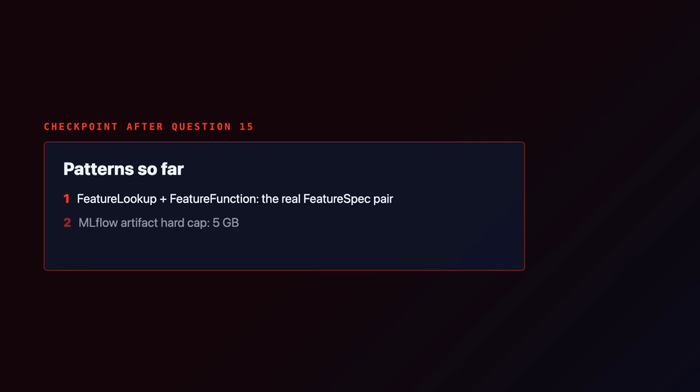Feature spec only accepts real SDK components. Feature index and feature logger are invented distractors. Unity Catalog lineage is fully automatic. MLflow's 5 GB per artifact ceiling forces large checkpoints to external storage.